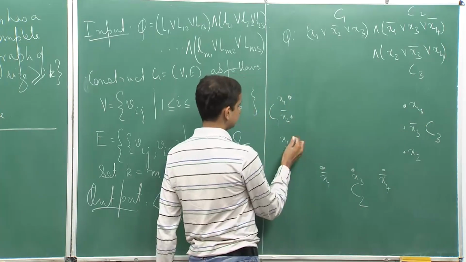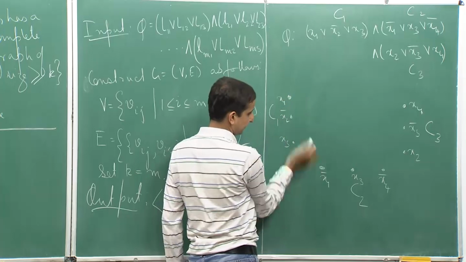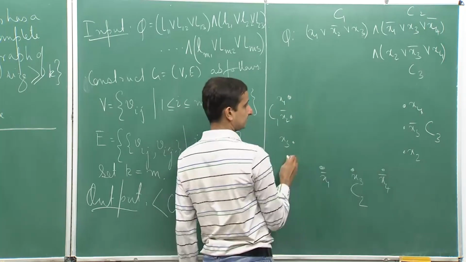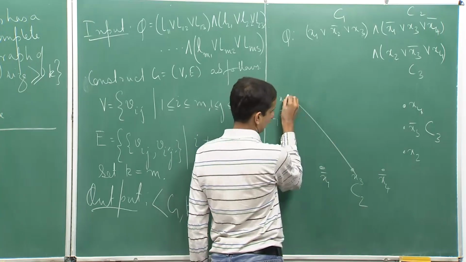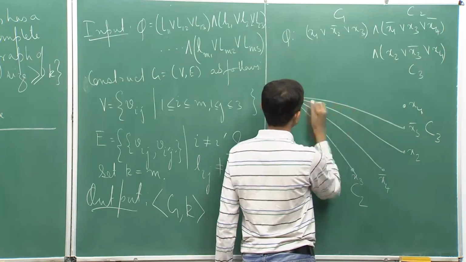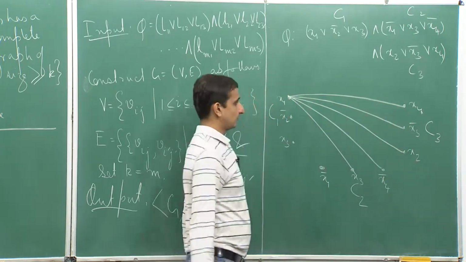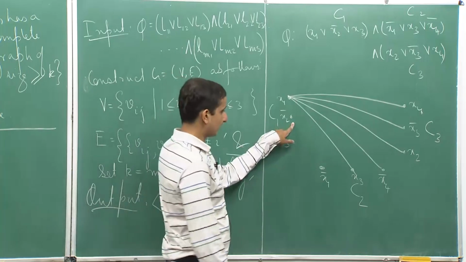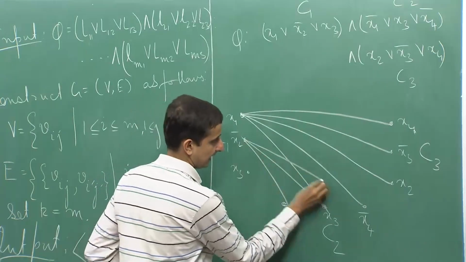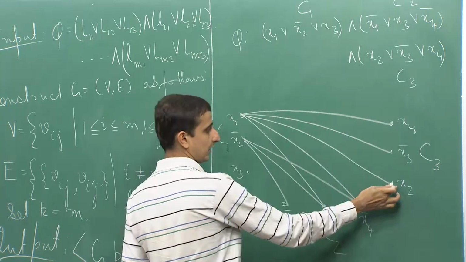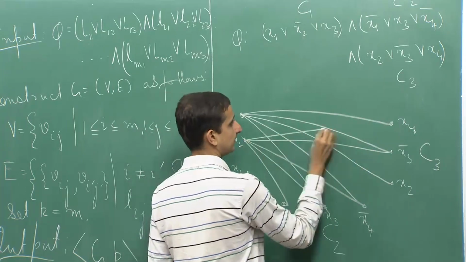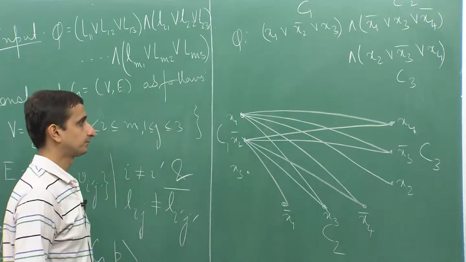Now, how do I add edges? Of course, I will not have an edge from x1 to x1 bar, but to every other vertex I will have an edge. So, I have an edge from here to here, here to here, and from x1 to x4. From x2 bar I will have an edge to x1 bar, x3, x4 bar. I will not have an edge to x2, I will have to x3 bar and x4.